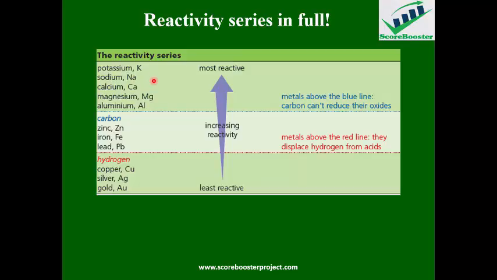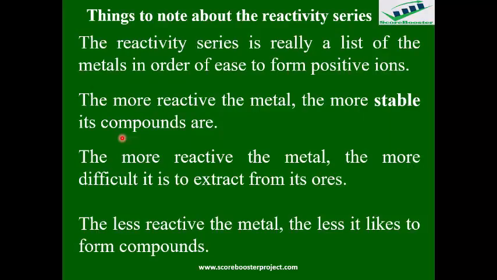Metals above the blue line, above carbon, can't have their oxides reduced by carbon because they are more reactive than carbon. Metals above the red line displace hydrogen from acid because they are more reactive than hydrogen. A top element displaces the element below it. That is how it is.